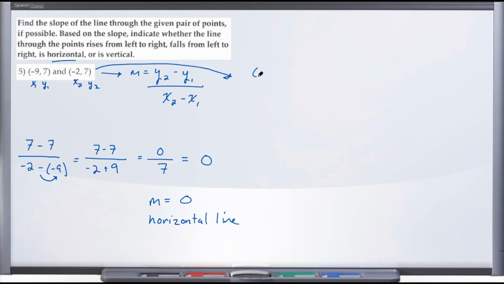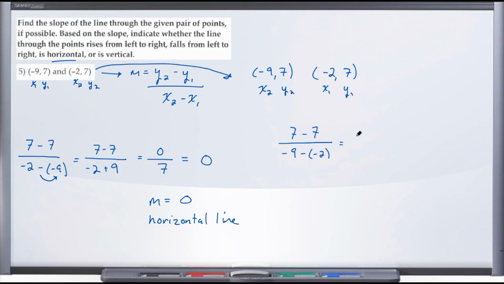So if we're given negative 9, 7, and negative 2, 7, let's go ahead and label these now. So we're going to say this is now x1, this is now y1, this is now x2, and this is now y2. You'll see that when we plug this information into the very same formula, we're still going to get 0 as our slope. So let's test that out. So y2 minus y1, well again we're going to have 7 minus 7 over, and now x2, negative 9 minus, now negative 2.